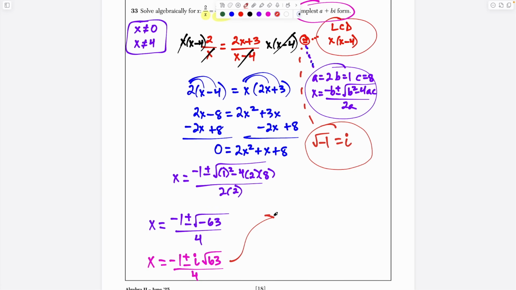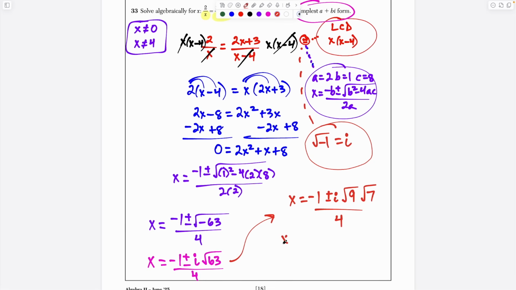Next, I'm just going to write this in simplest form. So we're going to transfer over here. We're going to have x equals negative 1 plus or minus i, and the goal here is to find perfect square factors of 63, and the biggest perfect square factor we have is 9. So we could break radical 63 up into radical 9, radical 7, and now this is over 4.